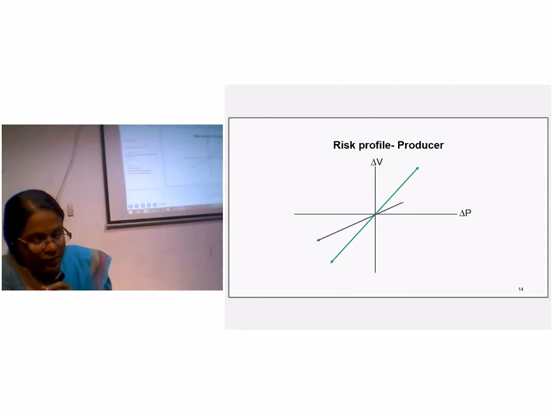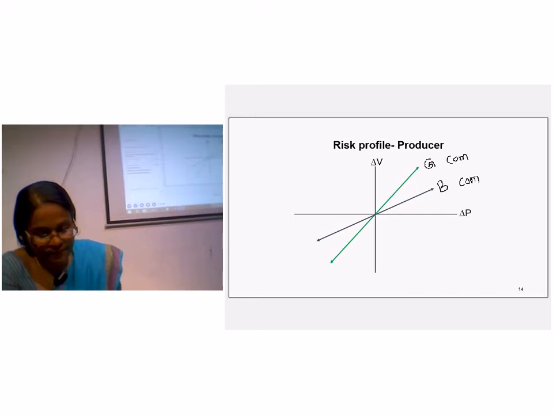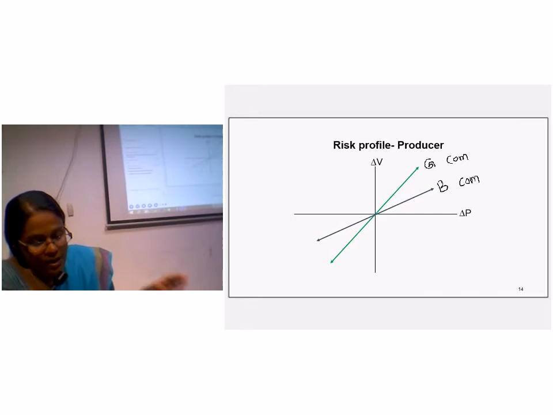Now look at this. Here we have two lines, right? The green color one and the black color line. Assume this is for G company and this is for B company. If you think these are risk profiles for two companies, the variable is change in prices or price fluctuations. So which company has the greatest impact, or which company is more sensitive to the price changes?